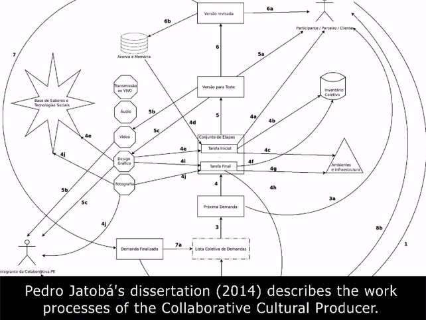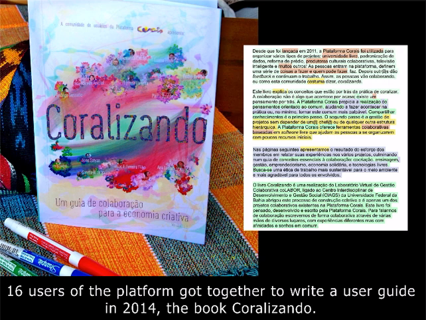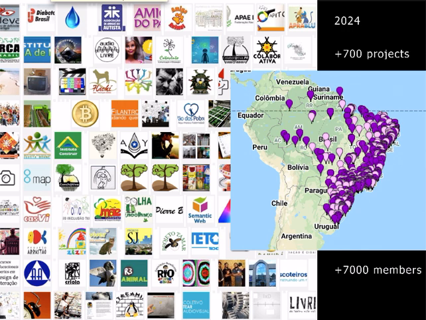So everything I'm just explaining here briefly is explained in much detail in his work, currently only available in Portuguese. And we also wrote a more popular, accessible book called Coralizando. Actually, not just Pedro Jatobá, but me and many other people that were using Corais at that time. We wrote this book as a kind of manifesto sharing what we learned. That was 2014. And 10 years later, we now have 700 projects, 7,000 members spread across Brazil.